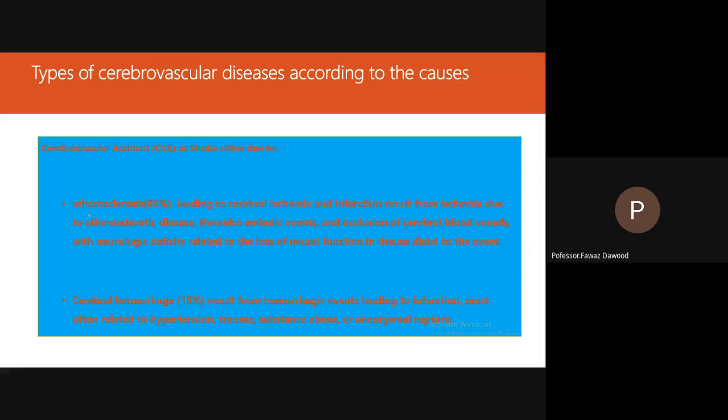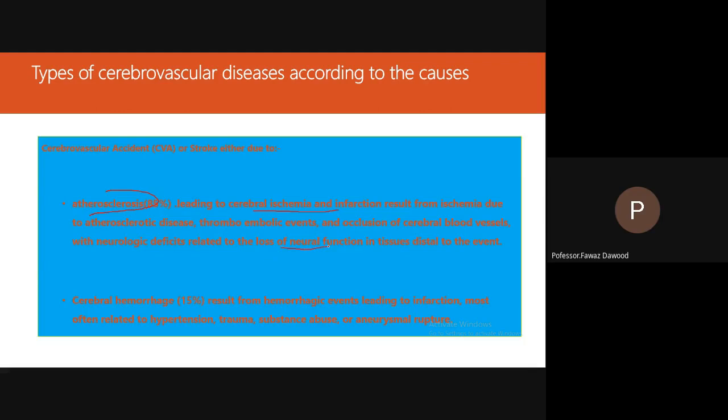What are the main causes of cerebrovascular disease? Most of the cases may occur due to atherosclerosis. That is to say, an inadequate amount of blood is supplied to the cerebral area, and the result is going to be associated with cerebral ischemia and infarction. This atherosclerosis may be associated with thromboemboli, and as a result, occlusion of the cerebral blood vessels may occur, which may lead to neural disturbance in function.